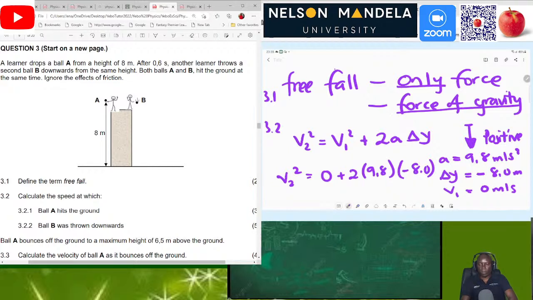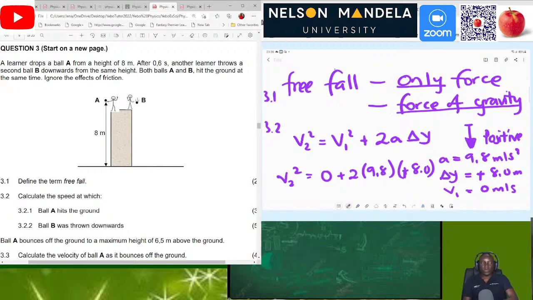Zero. Downward is positive, a is 9.8. Did I say downward is positive? Okay. So if downward is positive, we didn't say it's negative. Downward is positive, it's okay. Which means 0 is at the top, so displacement should be positive 8. Sorry about that. Displacement should be 8.